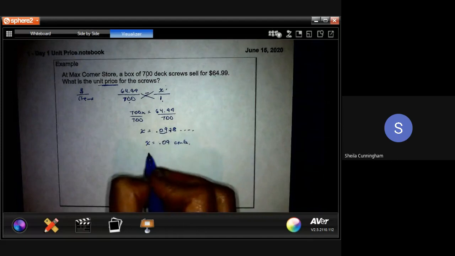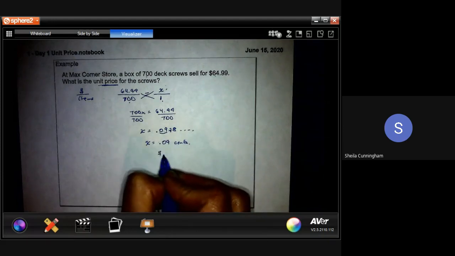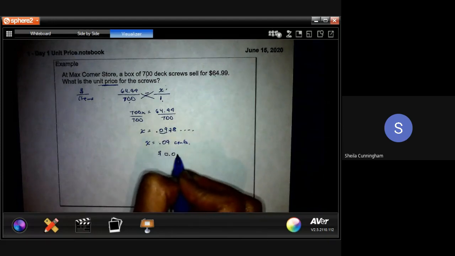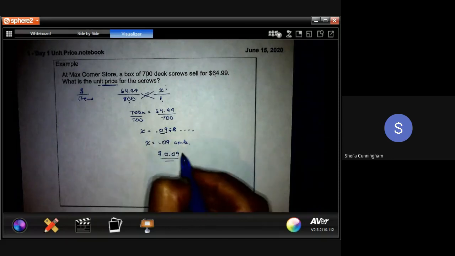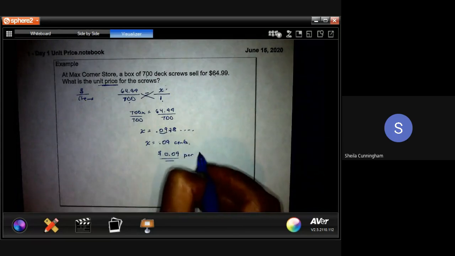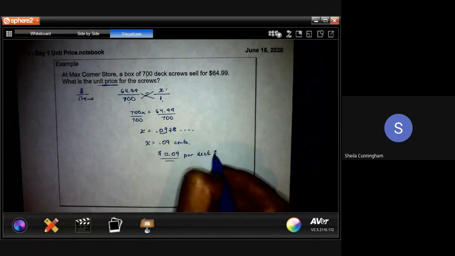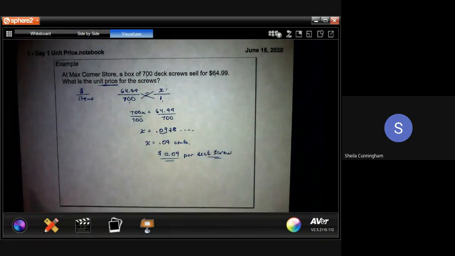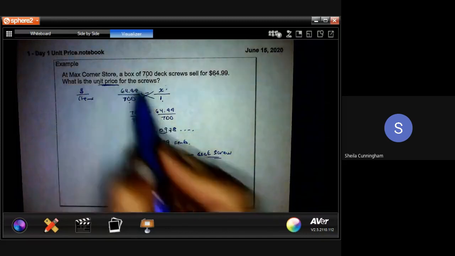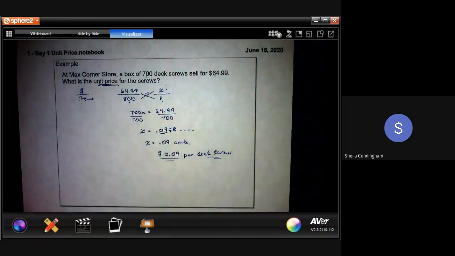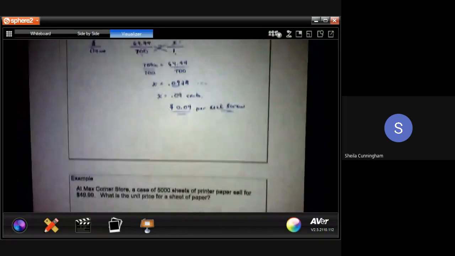We can put a little dollar symbol and go 0.09 like that to indicate that it's 9 cents per deck screw. Make sure you're putting your unit measures in there. Because we're dealing with unit price and that's what we're asked to find, we need to make sure we have a dollar symbol in there.